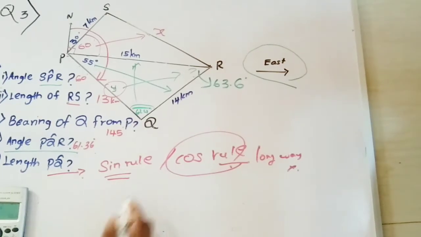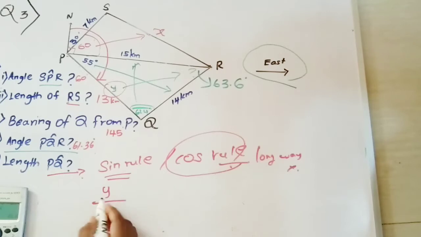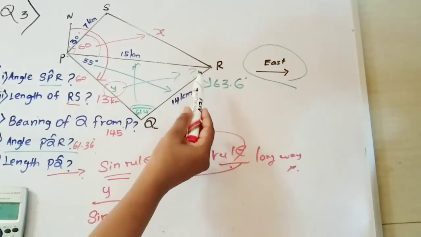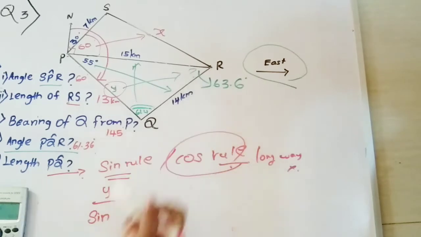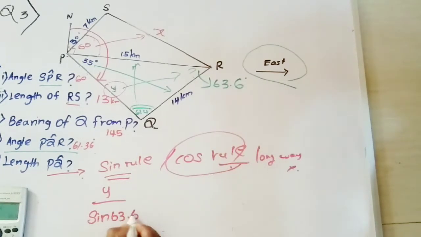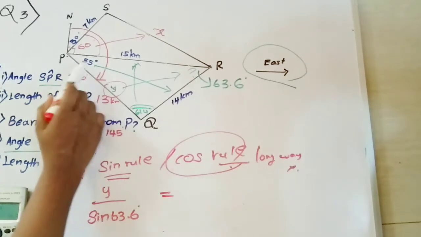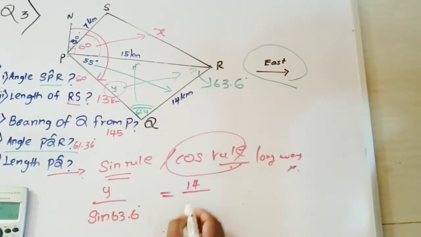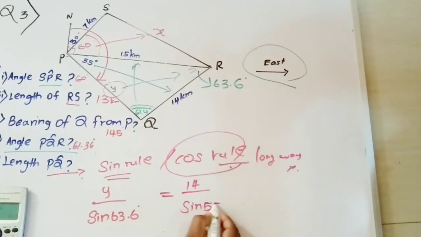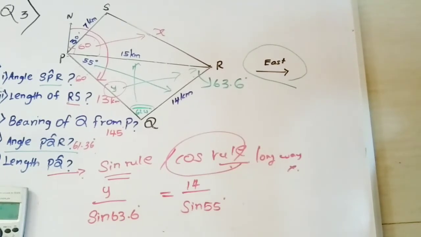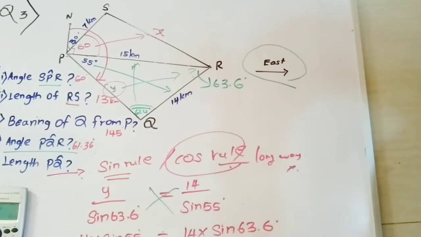You know that, right? Okay, we'll directly apply the values here. We have two pairs of values: Y and sine 63.6. Y is opposite to the angle 63.6. The other one is 14 and sine 55. Or else you can take 15 and 61.4 also. Now we'll cross multiply and get the value for Y. Y into sine 55 is equal to 14 into sine 63.6.